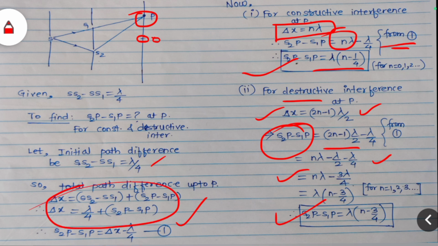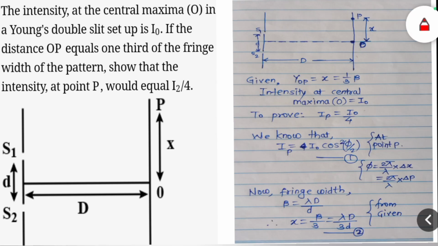Fine. Now we will go for the next question. Another interesting question which also deals with wave optics, that is Young's double slit experiment. What is given here? It is related to intensity. I have seen that usually we get confused in intensity questions also. The intensity at the central maxima.